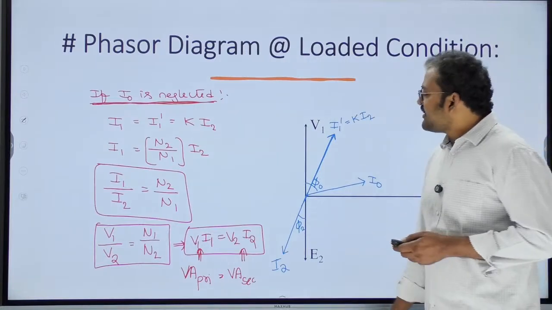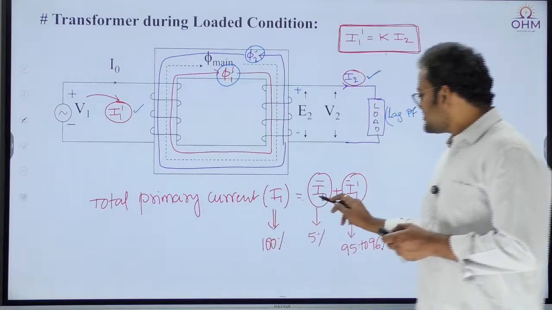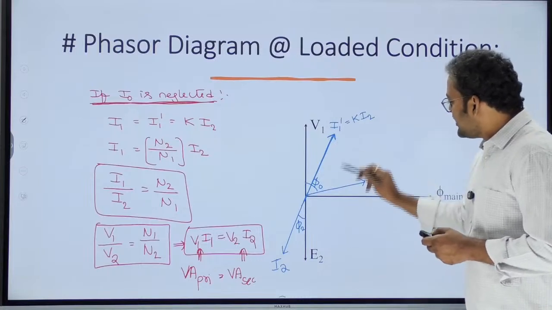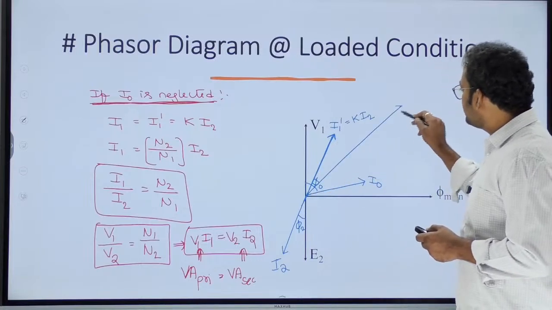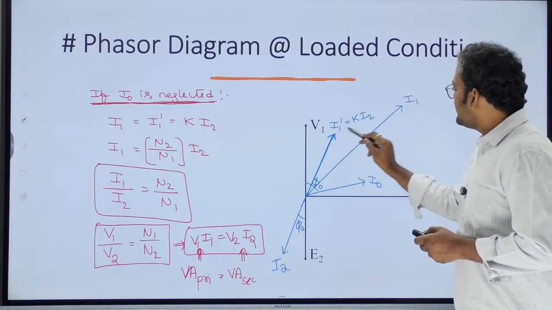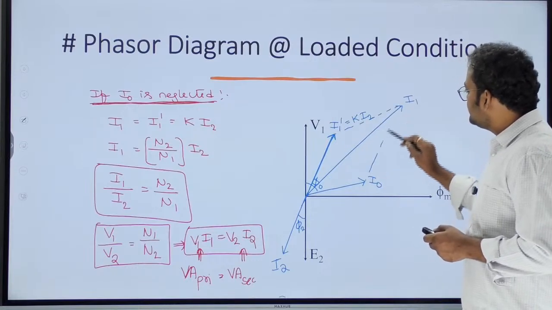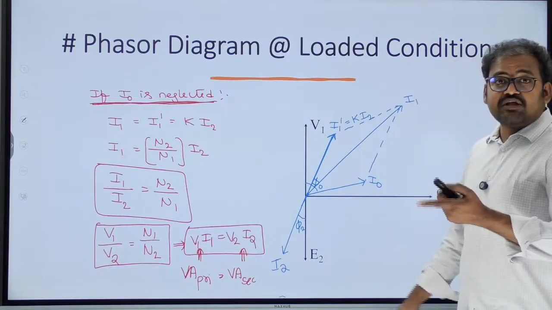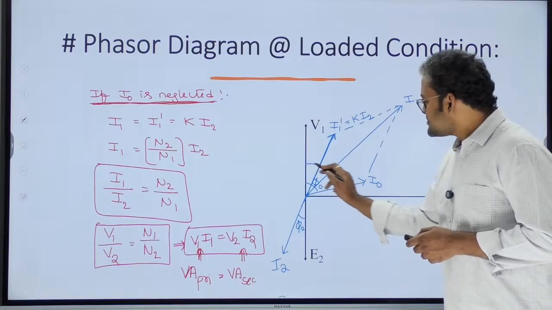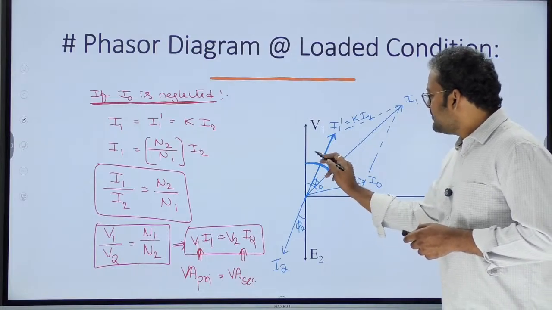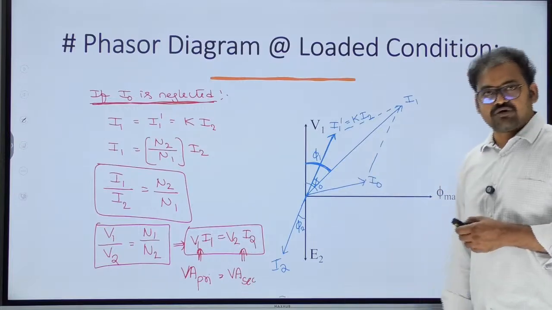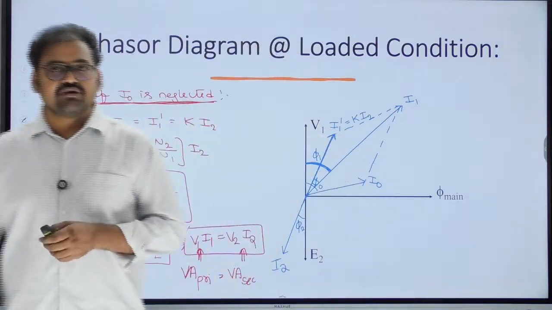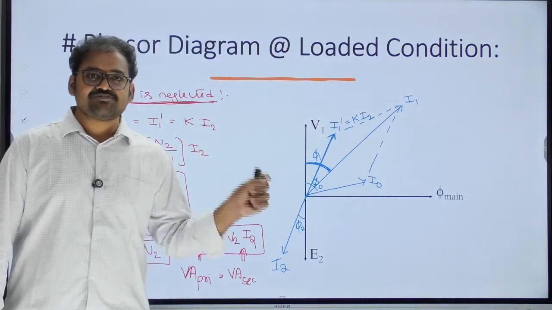Now tell me, what is the total primary current? The total primary current is I naught plus I1 dash, the sum of both. So you see, if I add I naught and I1 dash vectorially, I will get the total primary current I1 somewhere here. So this is the total primary current I1. Then what about the primary power factor angle? Yes, this is the primary power factor angle phi 1. So this is the phasor diagram of the transformer under loaded condition. Just observe this diagram.